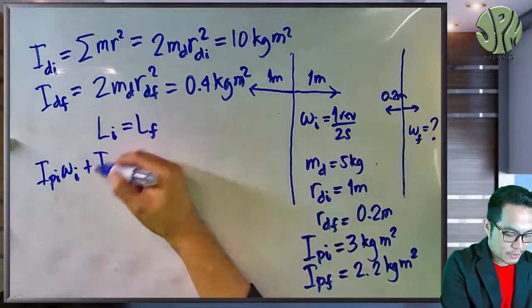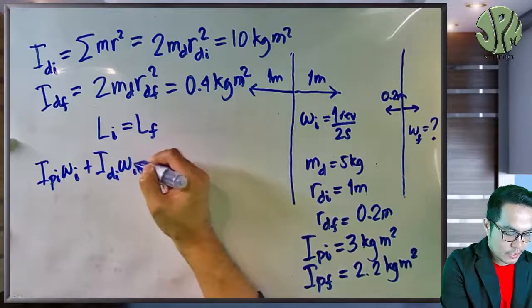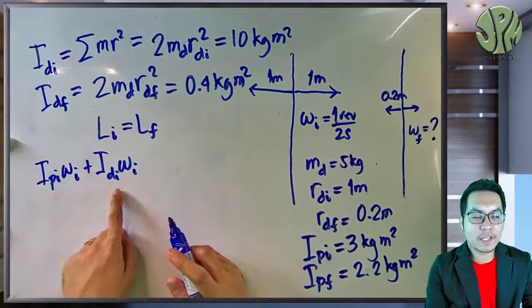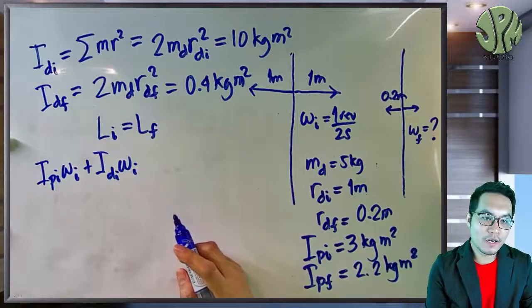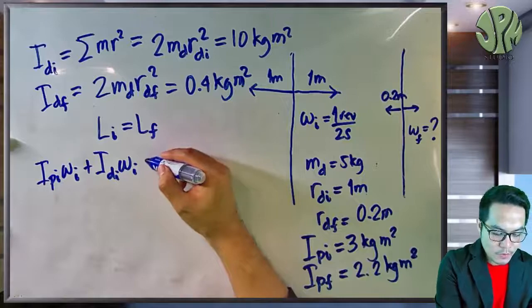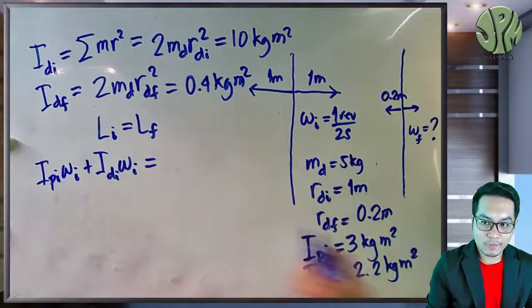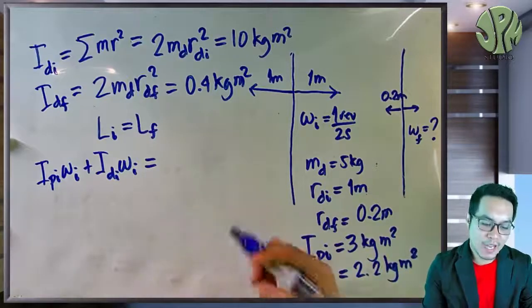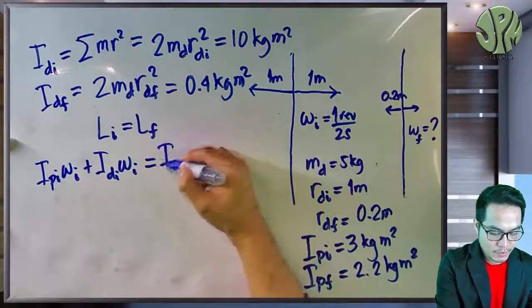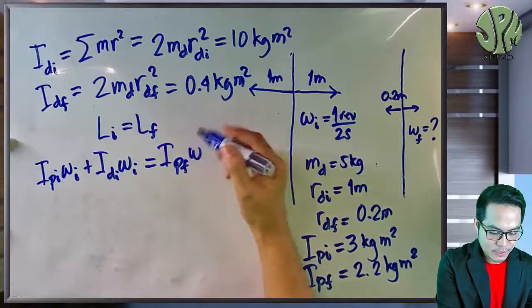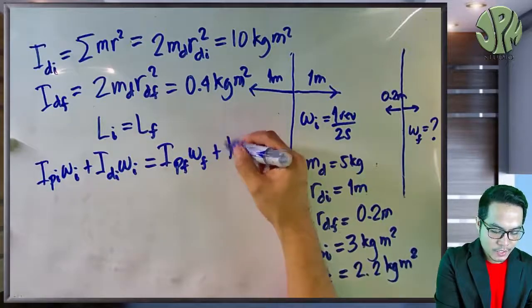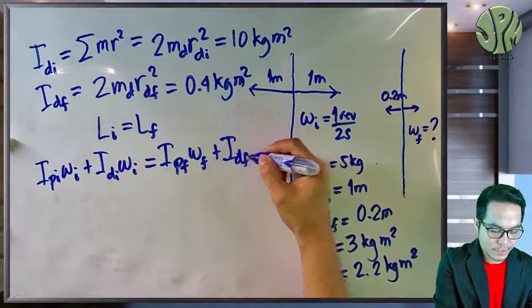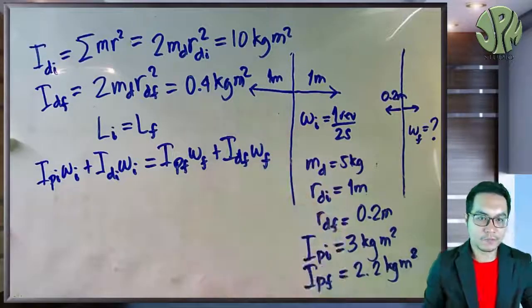plus the dumbbells. In this case, they both have the same initial angular velocity, and they will also have the same final angular velocity because they are connected. The dumbbells and the professor are rotating at the same angular velocity. So you'll have for the professor the final moment of inertia times the final angular velocity, and then the dumbbells' final moment of inertia times the final angular velocity.